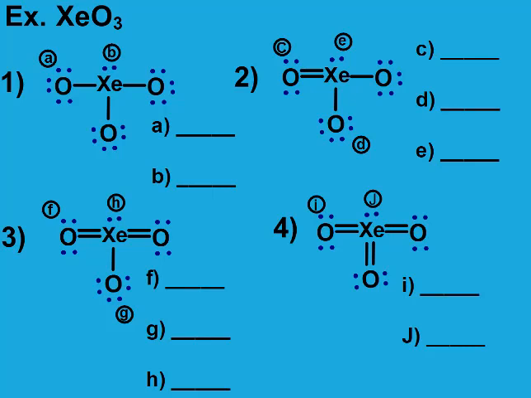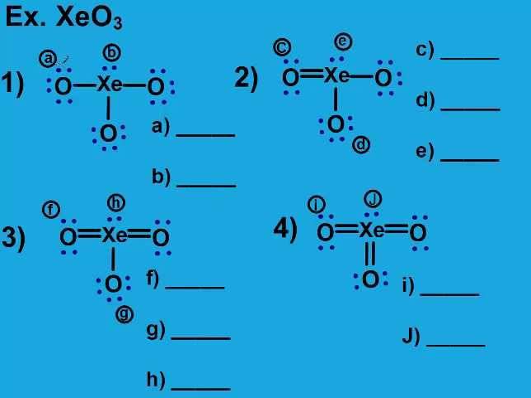So here we have xenon trioxide, and we have 4 different molecules. So first, go ahead and calculate your formal charge for each of the letters represented. Restart when you have your formal charges.